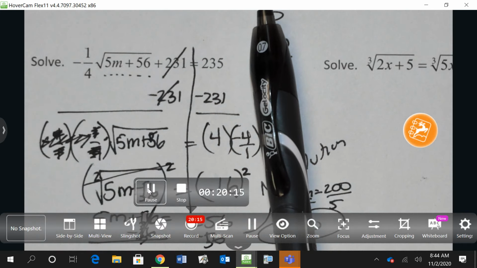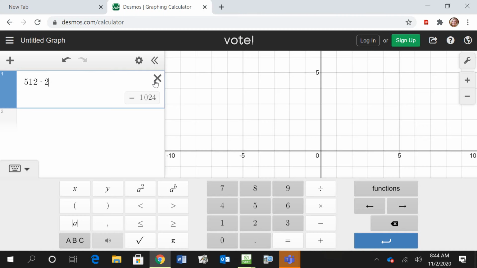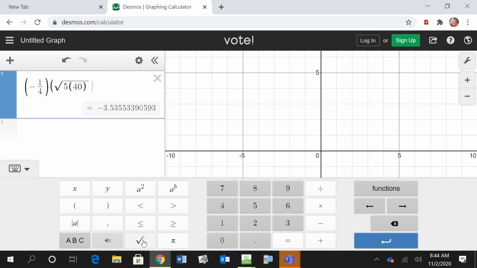So I'm going to do that right now. There was a negative 1/4 out front. Excuse me, let's make this a little bit easier here. Then it was the square root, and it was 5 times 40 plus 56 and plus 231. Okay, so I did all of the work by substituting 40, and Desmos calculated an answer of 227.